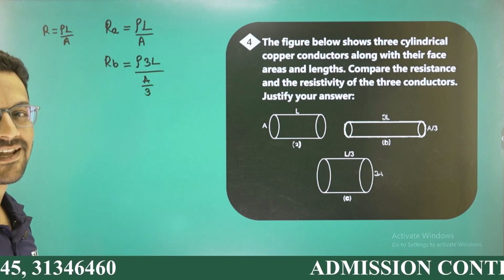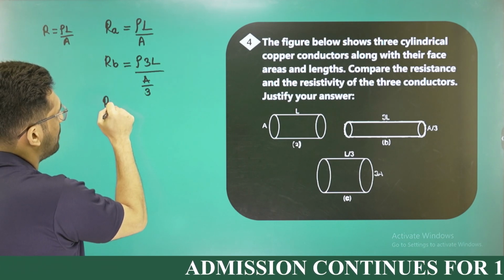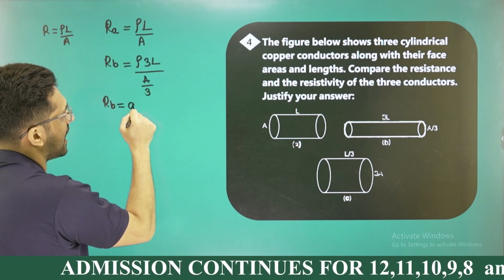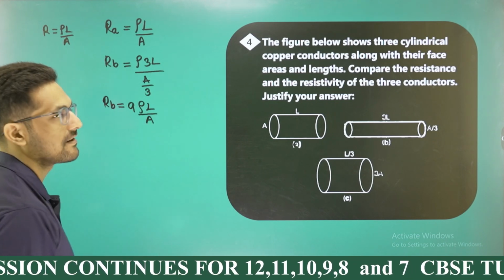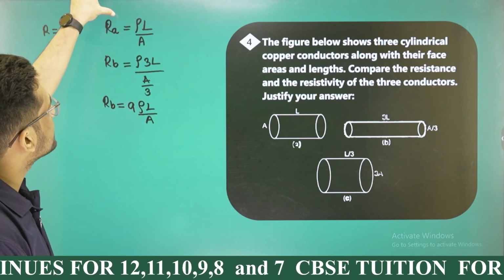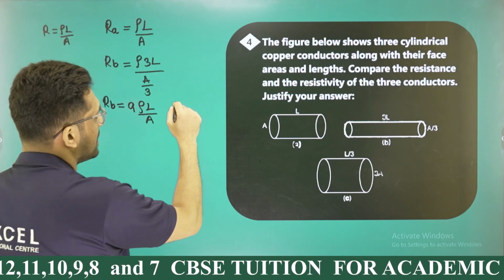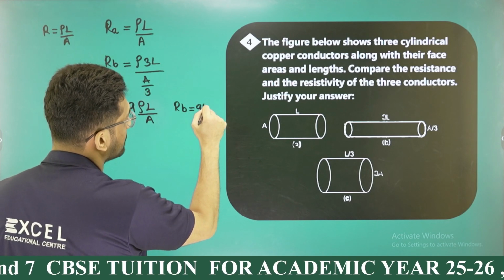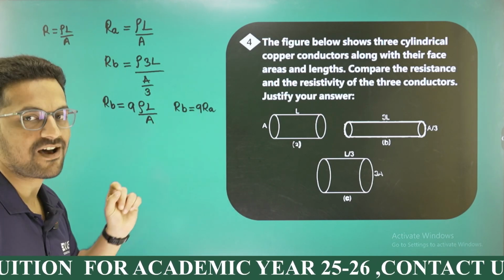What happens to this 3? This 3 will be coming to the top. Then RB can be written as 3 into 3. 3 into 3 will be 9. 9 rho L by A. Right? What is rho L by A? Rho L by A is RA. That means you can write RB is equal to 9 times RA. There is a relation between RB and RA.